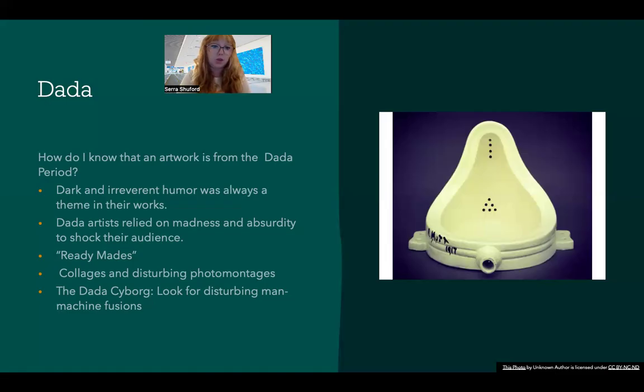We also see a lot of collages and disturbing photo montages. And in a lot of the paintings that we see from the Dada movement, we look for this Dada cyborg. It's this disturbing kind of man-machine fusion type thing. It's very, very weird. But in a lot of the paintings, we'll see him pop up.